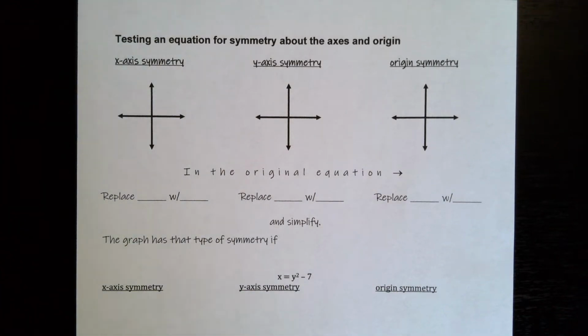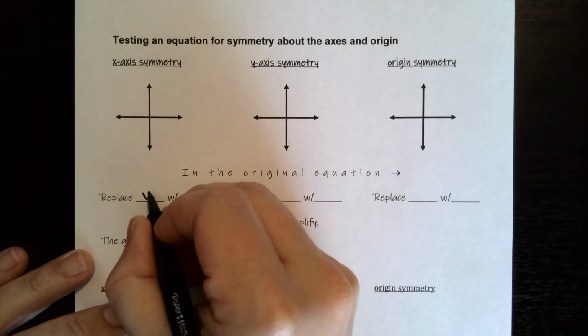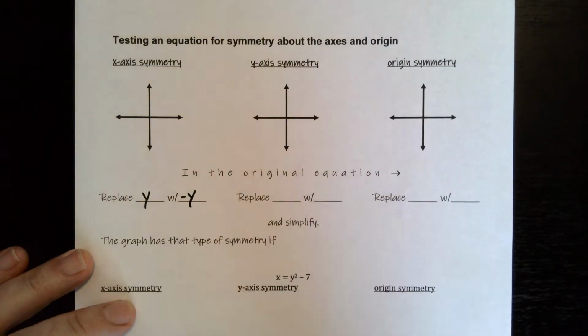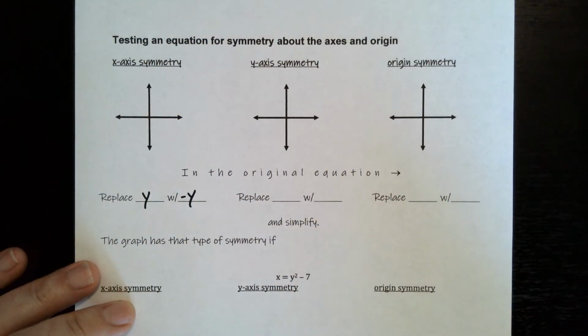In this video, we're going to look at some more symmetry. This time we'll be testing an equation for symmetry about the axes and the origin. Okay, so recall that your x-axis symmetry comes when you replace y with negative y and you get the same thing back.